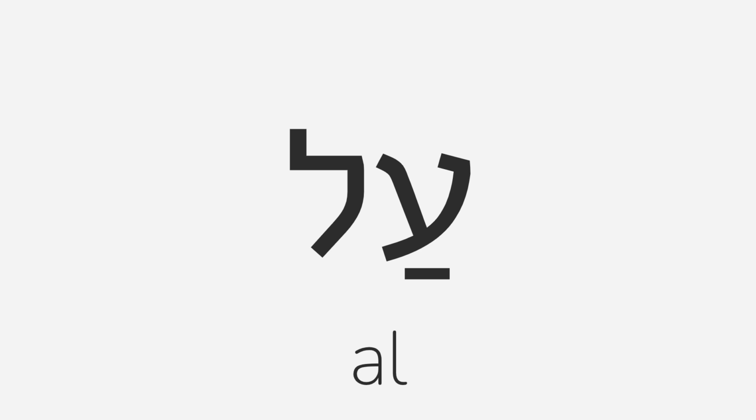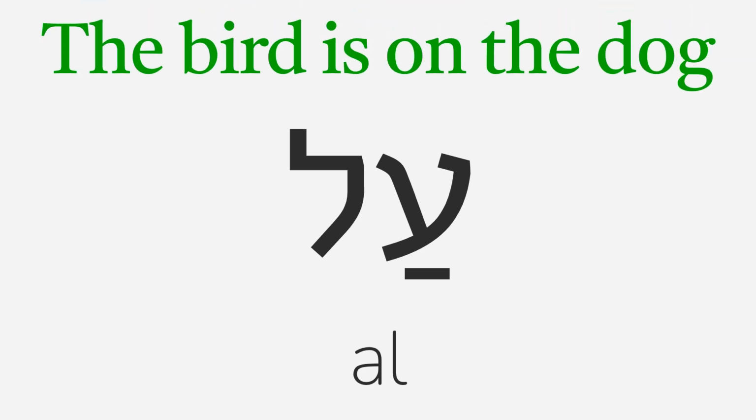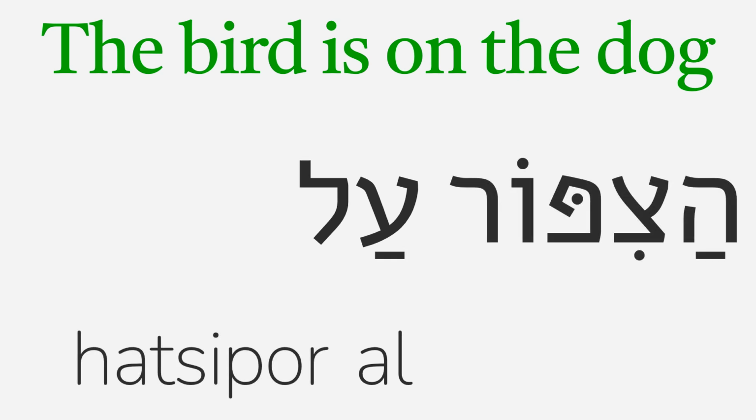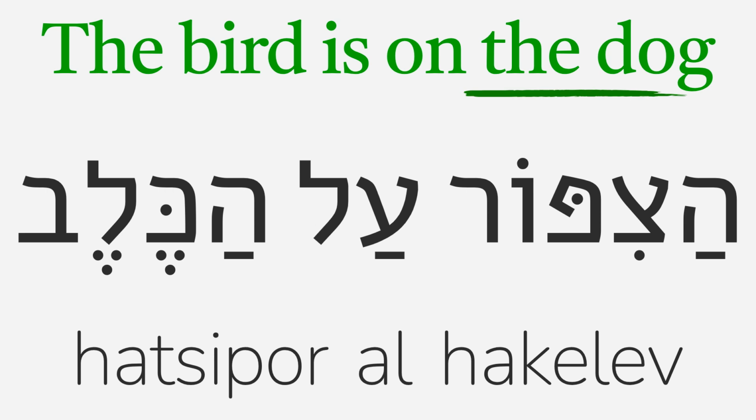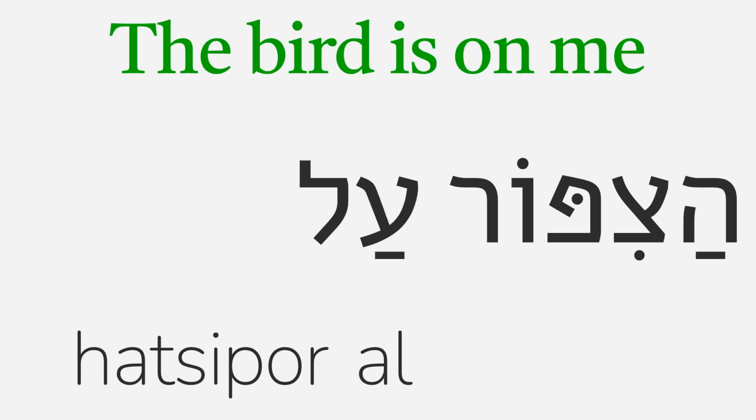Today, we're going to start by learning a new preposition, al. One of the most common ways we translate al into English is "on." Let's use it in the sentence, the bird is on the dog. In Hebrew, this is hatzipor, the bird, al, on, hakedef, the dog. Hatzipor al hakedef, the bird is on the dog. Hatzipor al hakedef.